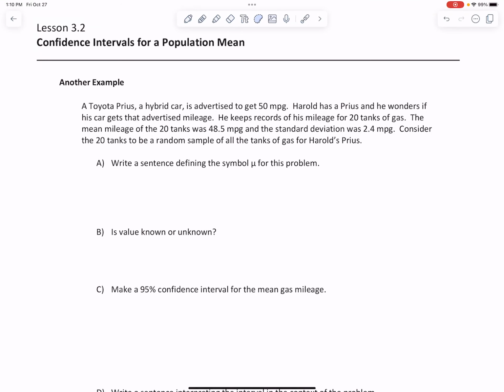Hi everyone, in this lesson we're going to look at confidence intervals for a population mean. You might want to pause the video and read the problem and then we'll work it out together.